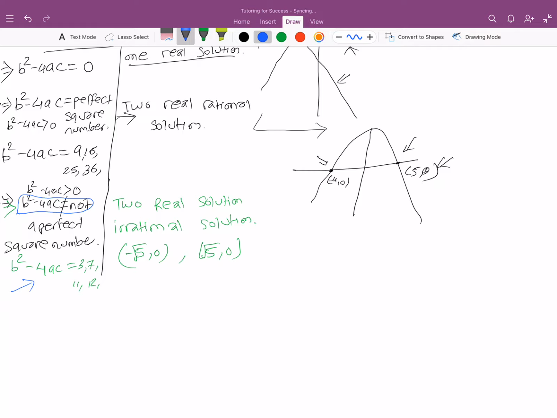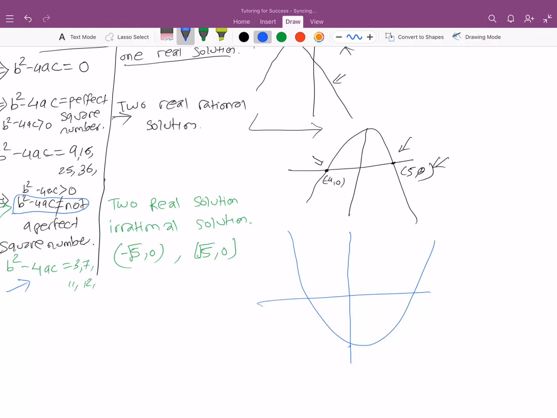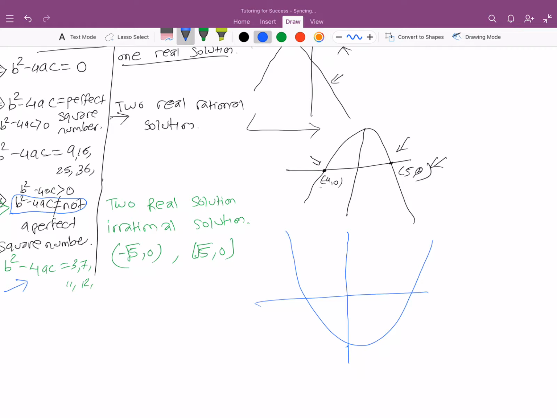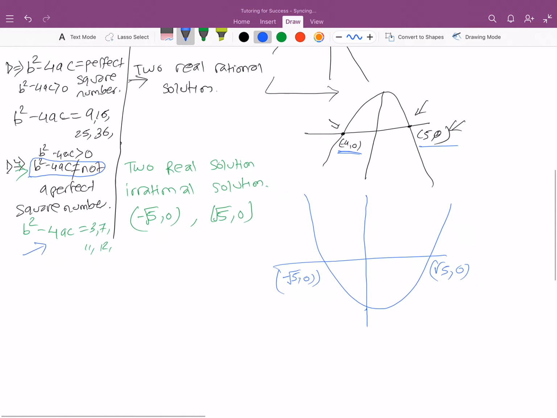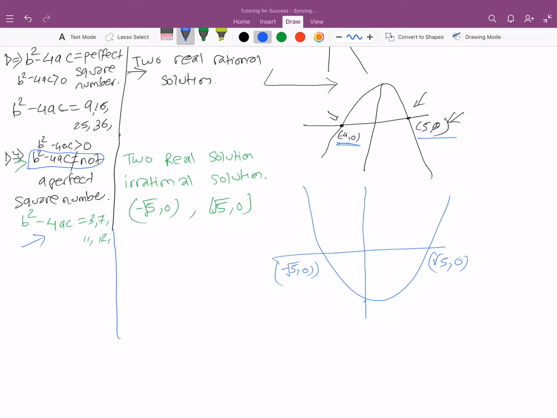Okay, and what does it look like in terms of graph? It looks like the same thing, like this, or up or down, it doesn't matter. But instead of having coordinates like negative 4, 0 or 5, 0, now you would have negative 5, 0 with radicals, meaning those roots are irrational. Okay, and there is one more rule. This is the last one.